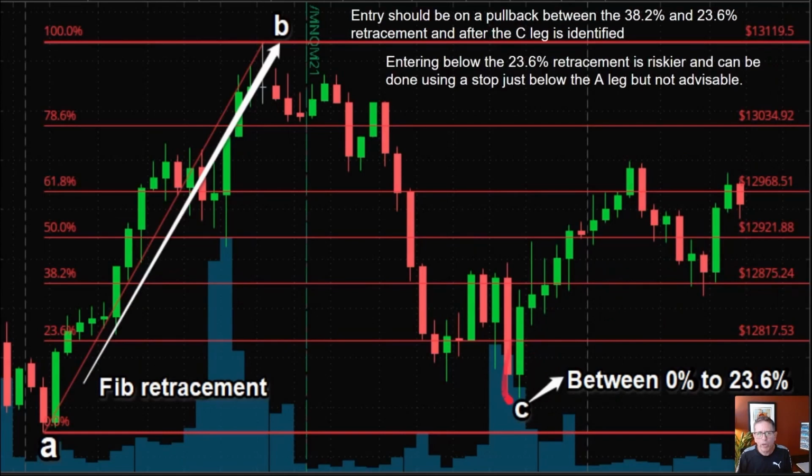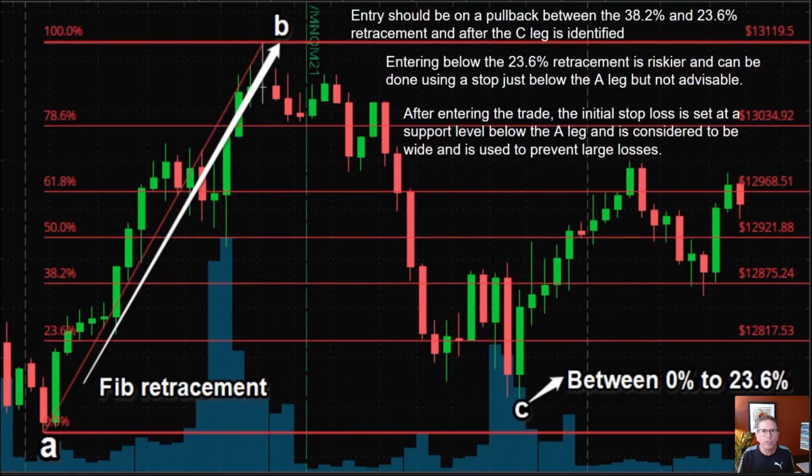However, I've done it. I try to grab the bottom, and a lot of times it'll go down. But if your stop is at A or just under A, your stop is very limited. There's still a good chance that you can get into that trade. After entering the trade, the initial stop loss is set at the support level at A, as I was saying. The leg is considered to be wide and is used to prevent large losses.